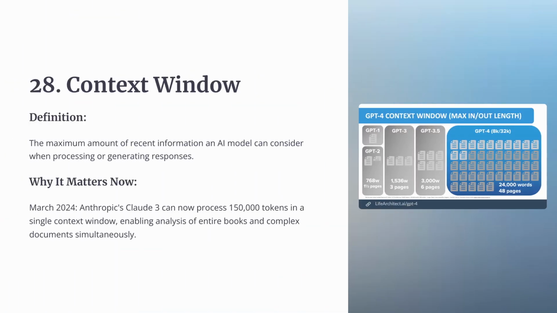The context window is the maximum amount of recent information an AI model can consider when processing or generating responses. Imagine trying to write a book summary while only being able to see one page at a time. That's the challenge of a limited context window. Claude 3's ability to handle 150,000 tokens is like being able to see and understand an entire book at once, making connections across hundreds of pages simultaneously.